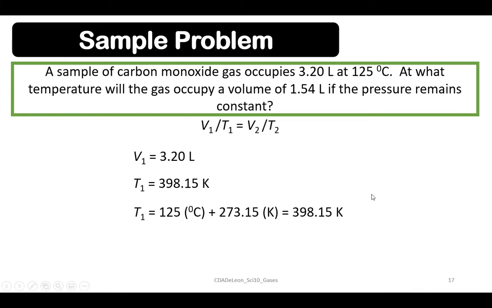Because in our problem, it's in degrees Celsius. So how can we convert Celsius to Kelvin? The given Celsius, which is 125, plus 273.15, which is a constant, to have 398.15 Kelvin. Ito yung sagot natin.